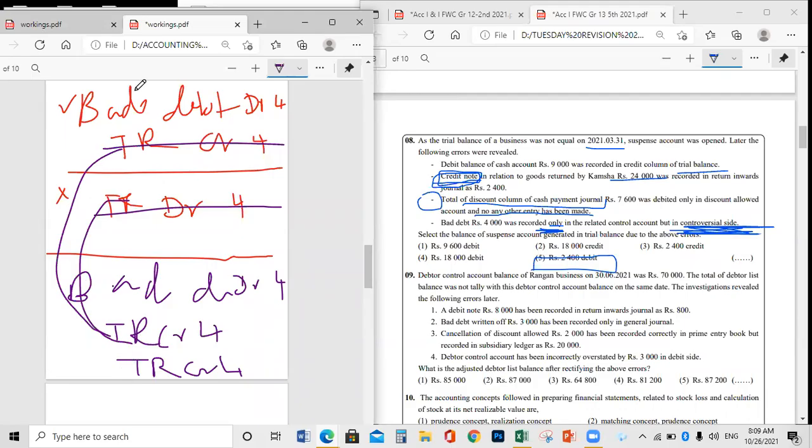Are you clear, Amir? Why am I saying suspense account is there? Because first of all, you have to cancel the error. The error is trade receivable debit. So to cancel it, you will credit it once. And then to record the correct one, you will credit it again. So that's going to be twice. That's going to be 8,000. And bad debt, they haven't recorded yet. So that's going to be bad debt debit 4,000.